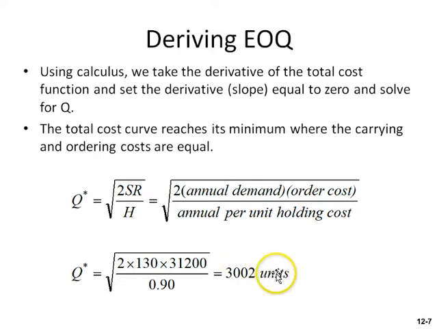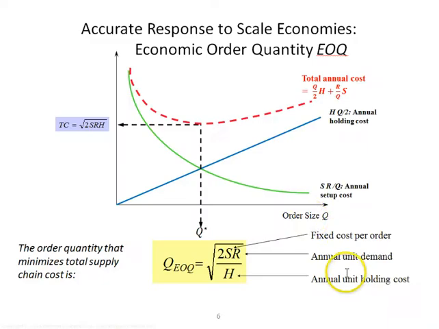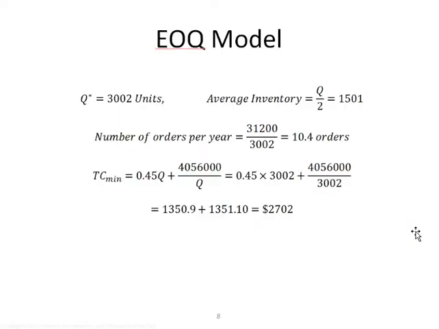What that means is that to minimize our total cost function, this Q is 3002. Every time we place an order, if we place an order for 3002 units, that would minimize our total cost function. So the optimal quantity is 3002 units.